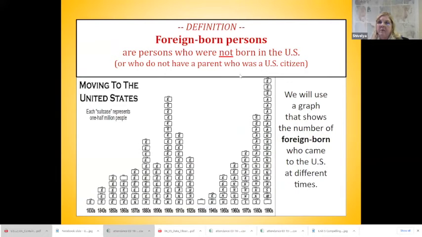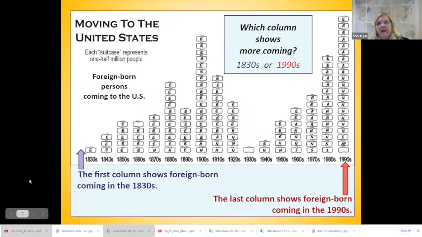Now, again, we talked to them about foreign-born persons, and so they were not born here in the United States. Give some examples in that. And then we look at where did these foreign-born people come from, different countries or different continents around the world. We also have the different decades. They are listed at the bottom, going across the bottom. So we have here the foreign-born coming in the 1830s, all the way up to the 1990s. And so there's quite a span there.